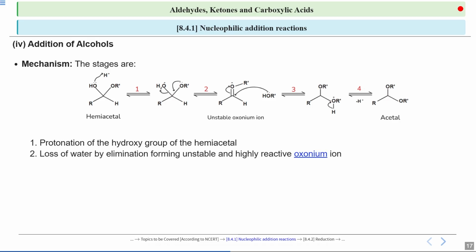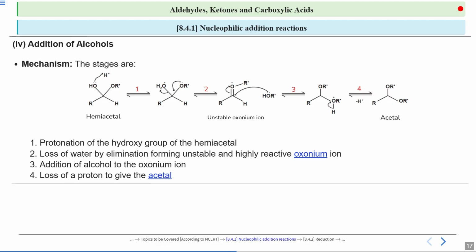Now we will see that there will be loss of water through elimination. So water will leave, which forms an unstable and highly reactive oxonium ion. When the water is released, this H2O plus becomes a good leaving group. So the water will release and you will get an unstable oxonium ion. Now following the formation of the oxonium ion, an alcohol molecule adds to it. If you see over here, you have an alcohol molecule and this alcohol molecule adds to this unstable oxonium ion.